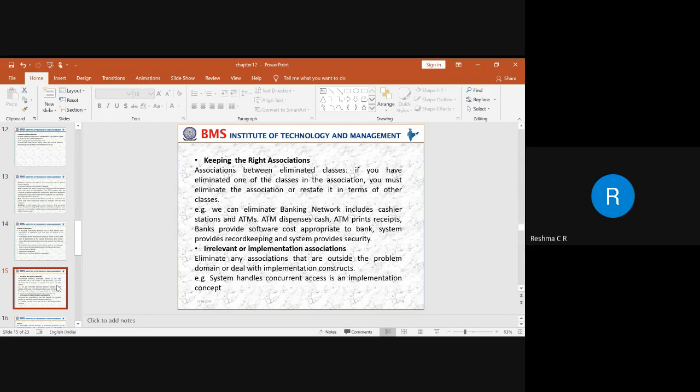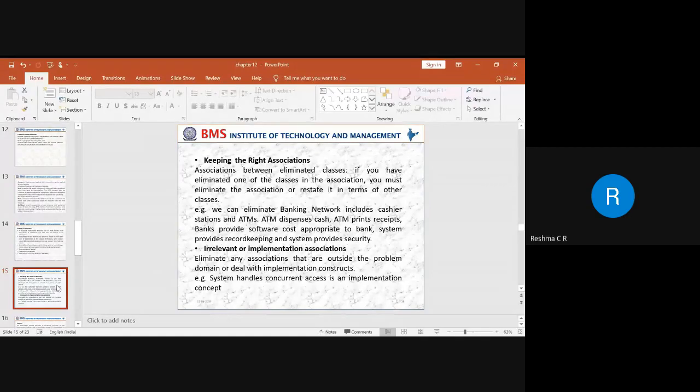So we need to try to eliminate those associations, and we need to restate them in terms of the other classes. If you have a spurious name of a class, either it can be a weak class, an irrelevant class, or a redundant class. If you have eliminated those classes, then what about their associations? Those associations should also be eliminated, or you need to provide another class name and rename the association. In that way we need to eliminate the associations between eliminated classes.